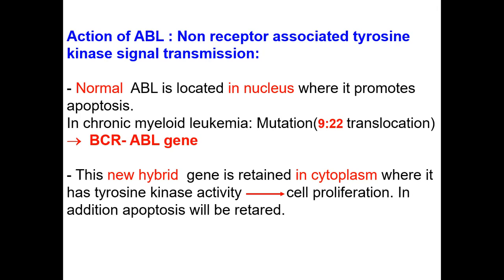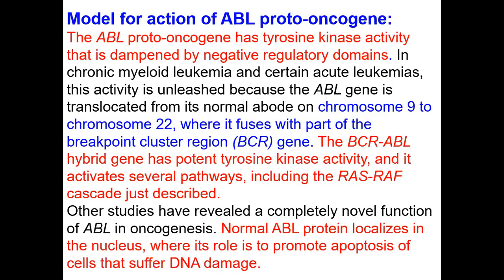It has tyrosine kinase-like activity, so it will act on the nucleus and cause cell proliferation. In addition, apoptosis will be retarded, because the normal gene responsible for apoptosis will be mutant. The ABL proto-oncogene, as mentioned, has tyrosine kinase activity that is dampened by a negative regulatory domain. In chronic myeloid leukemia and certain acute leukemias, this activity is unleashed because the ABL gene is translocated from its normal abode on chromosome 9 to chromosome 22, where it is fused with a part of the breakpoint cluster region gene.